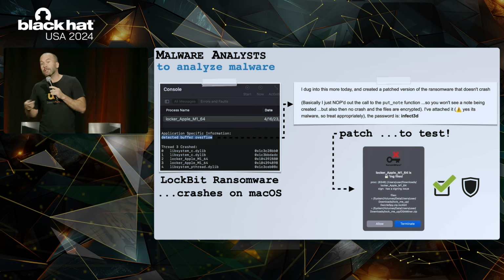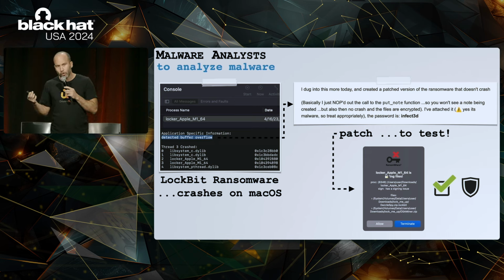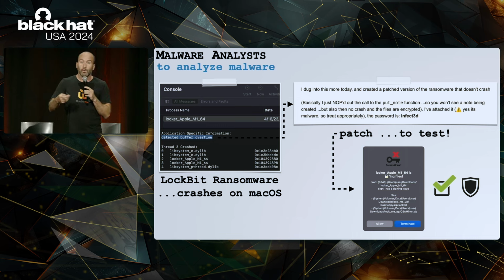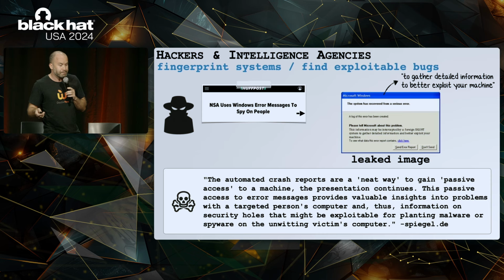So what I had to do was analyze the crash report, figure out where the bug was in the malware, patch it at the binary level for testing purposes only, and then I could run the malware, which now no longer crashed, and confirm that my detection capabilities could generically thwart the ransomware. Again, this was all possible because of the crash report.